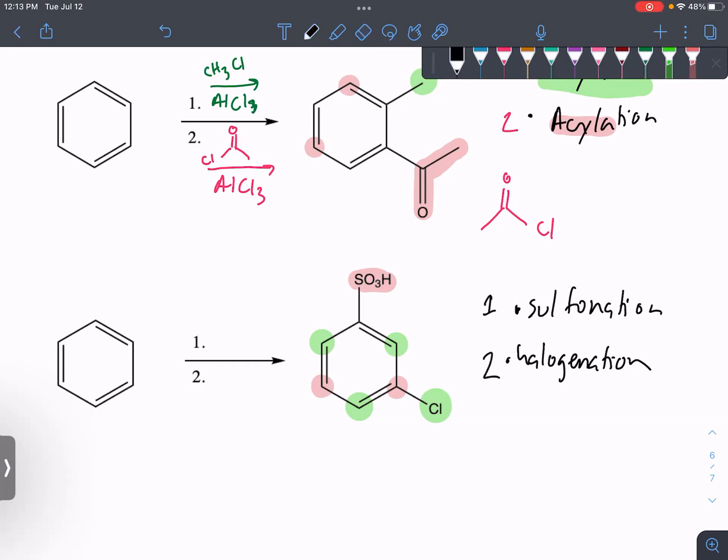What are the reagents for sulfonation? Our reagents? H2SO4, yeah. So reagents for sulfonation are always SO3 over H2SO4. So that's our step 1. And then what are the reagents for step 2? Over FeCl3. Yeah, exactly.